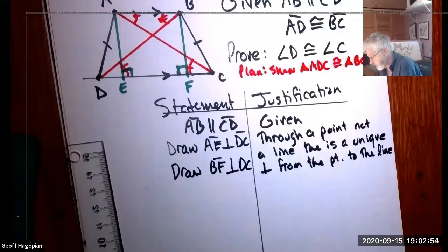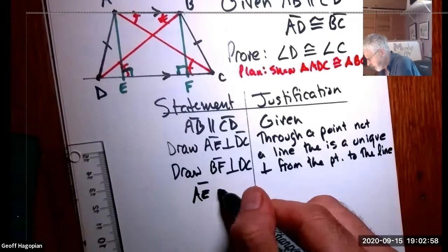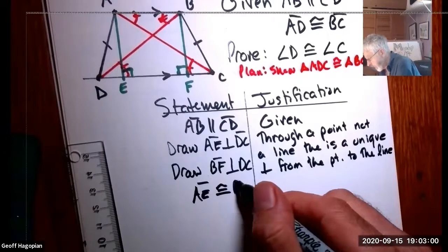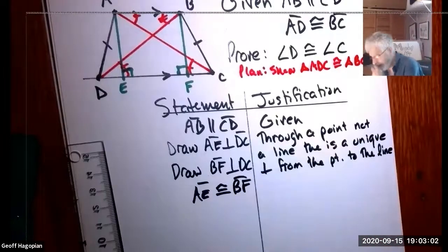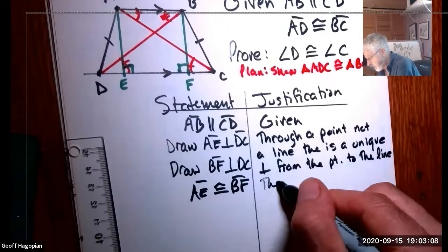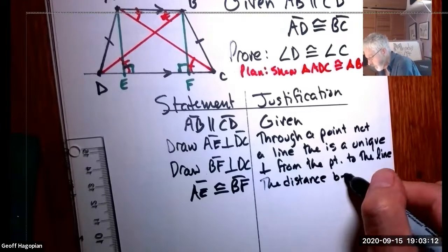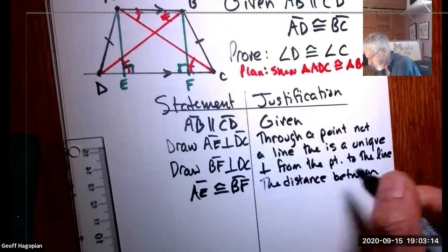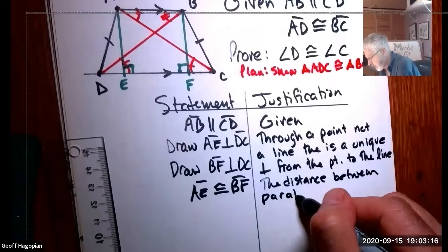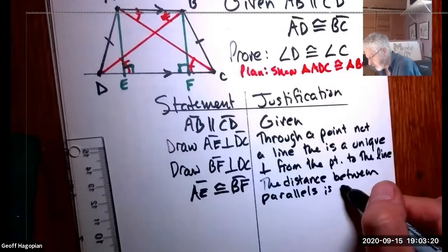Now I'm going to say that AE is congruent to BF. And how do I know that? What justifies that? Well, the distance between parallels is constant, right? Does that say it well enough? I'm going to say it does.